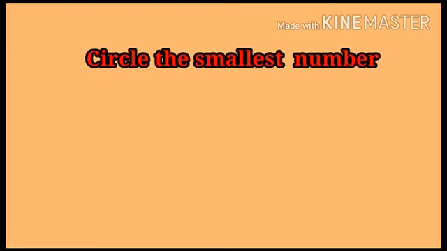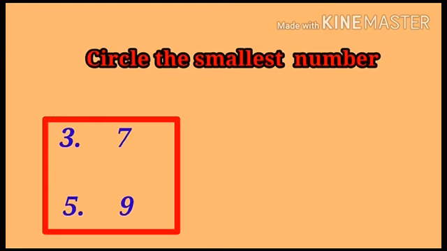Circle the smallest number. Here we have few numbers 3, 7, 5, 9. Here we have to find out which number is smallest number. Tell me which number is smallest number? Yes, 3 is the smallest number. So we have to circle 3.